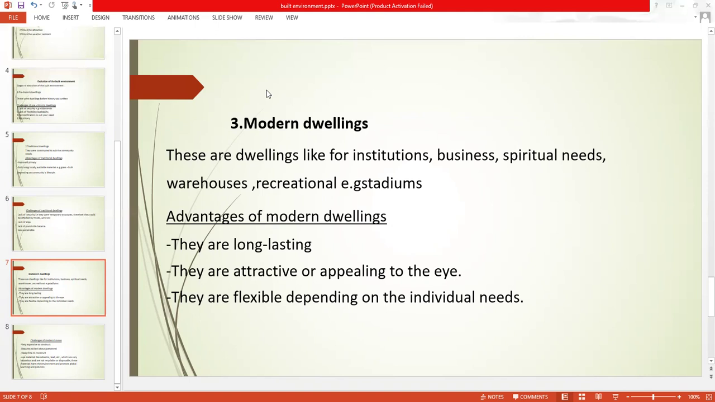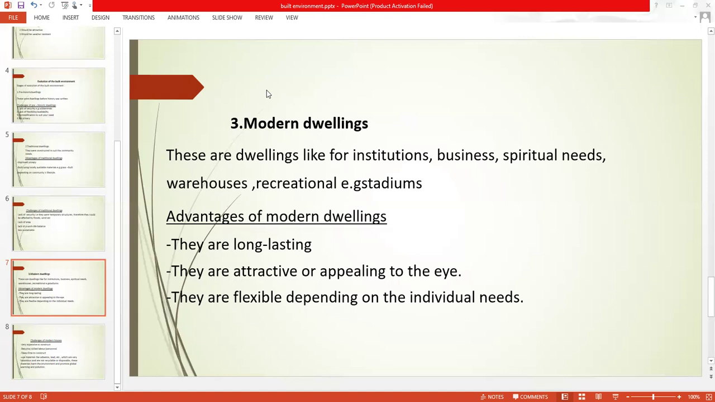So we go to number 3, modern dwellings. These are dwellings for institutions, businesses, spiritual dwellings, warehouses, recreational dwellings such as stadiums, and also the apartments and storey buildings that people are constructing, and commercial dwellings. Then we have advantages of modern dwellings. They are long lasting because the materials used include steel, concrete, natural stones, blocks, and so on.